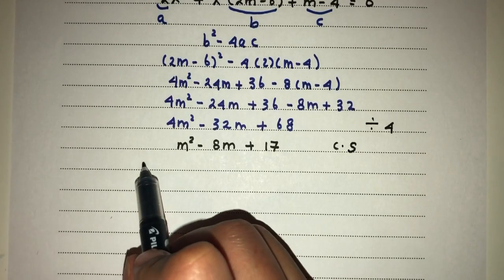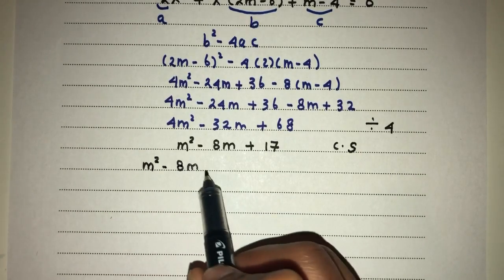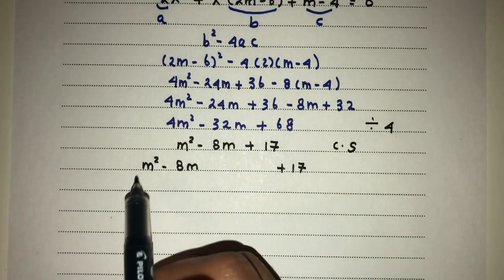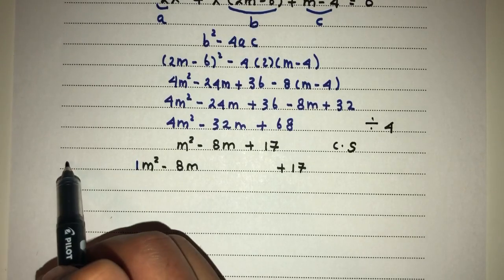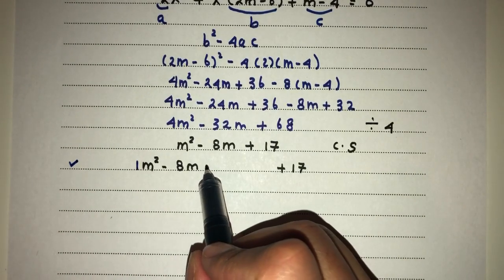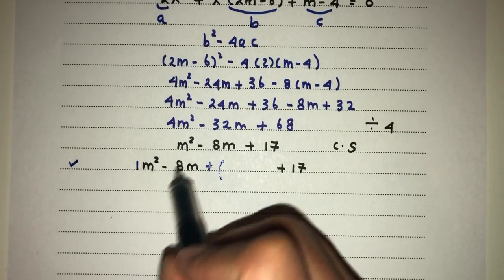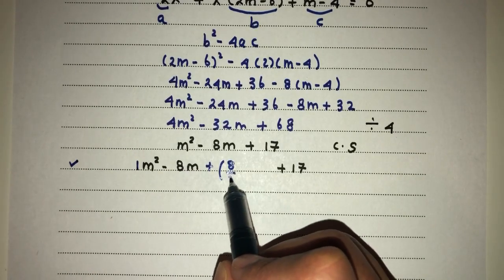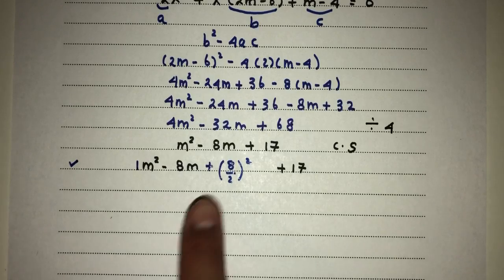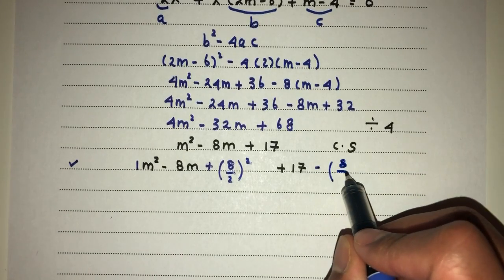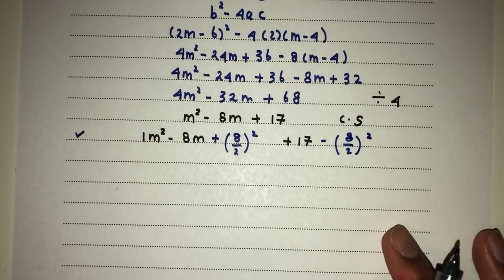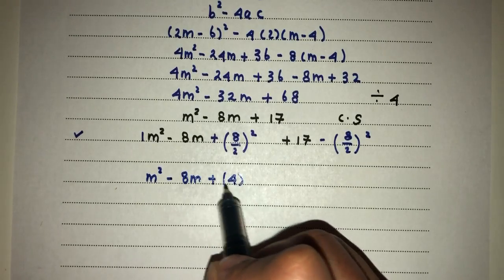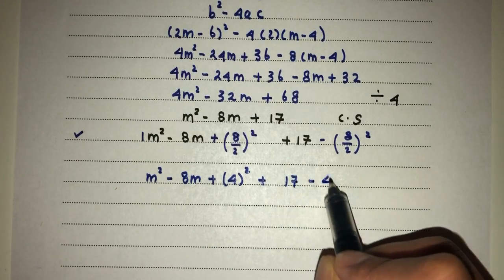What I like to do is write the first two terms together, leave some space, and then plus 17. So I have to add something here. The first thing I check is the coefficient of m squared is 1. Yes, it is 1, so good. Now I need to add something, and that thing is the value here, which is 8. We don't take the minus, we just take the value here, divide by 2, square. Of course, when you add something, you also have to minus the same value, so you don't change the equation, right? That makes sense, right? So now you'll have m squared minus 8m plus 4 squared, plus 17 minus 4 squared.